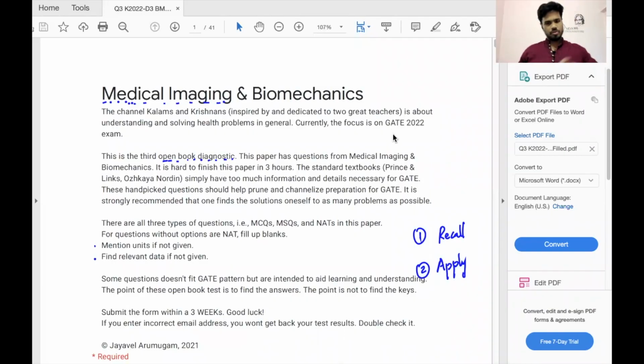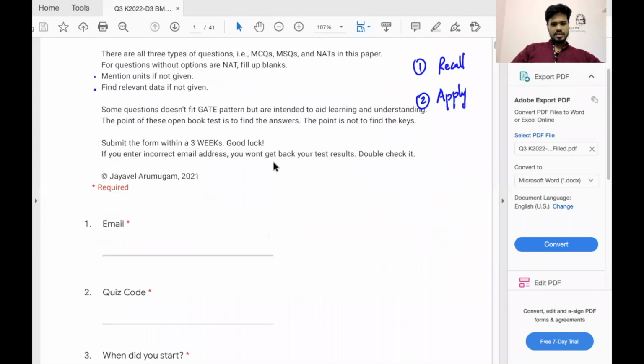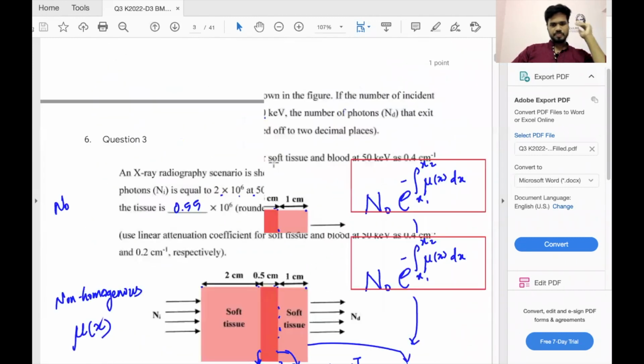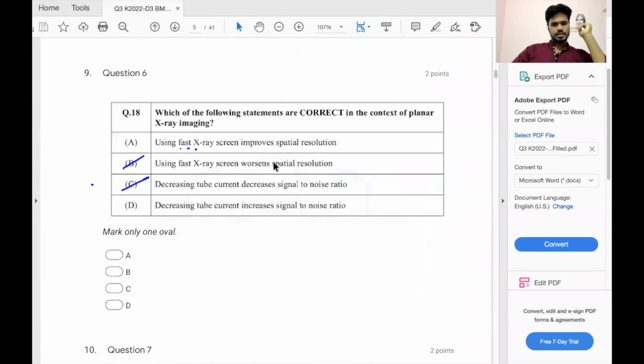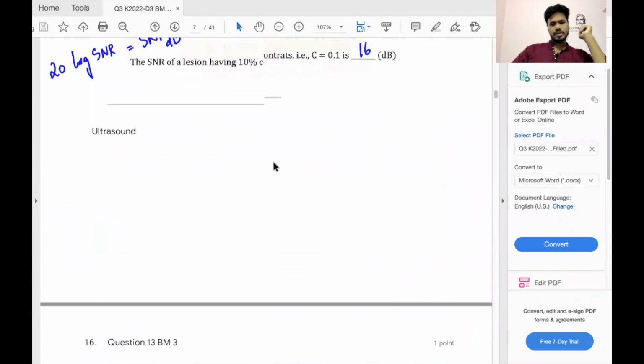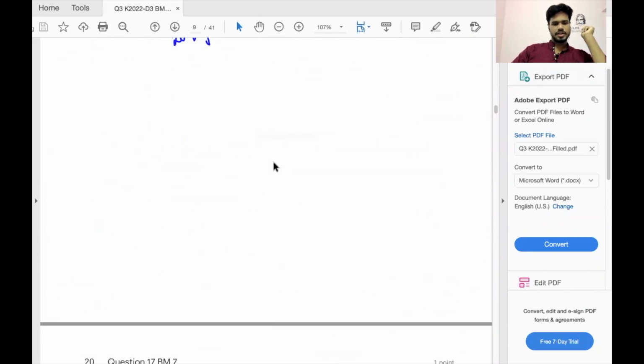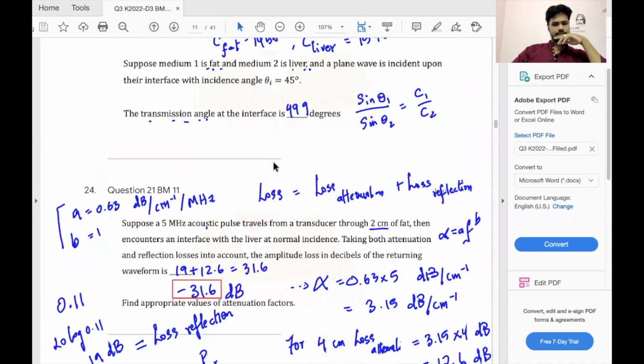This is part 2 of our mock test discussion. So this mock test, subject-wise mock test, has both medical imaging and biomechanics. We already covered most of the questions from medical imaging, and so we'll cover the leftover questions and then we'll dive into biomechanics.